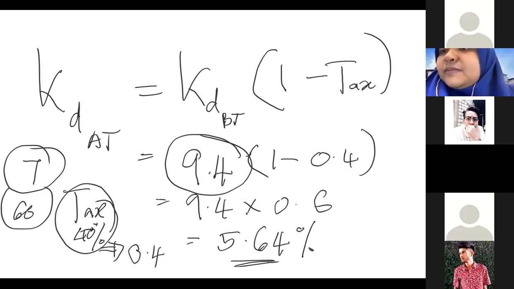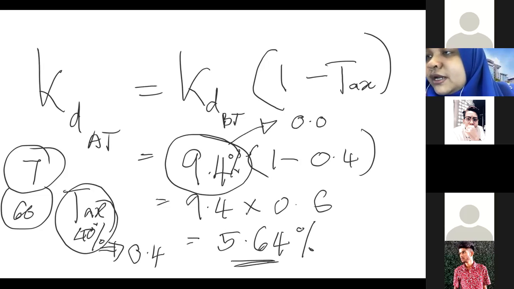Tapi kalau you letak percentage dekat dalam calculator macam ni, calculator akan faham dia sebagai 0.094. So jangan letak percentage, tapi dekat dalam kertas jawapan you letaklah percentage ni. Tapi dekat dalam calculator jangan letak percentage. Just letak 9.4 without the percentage. Just put 9.4 times 0.6, then you will get the answer of 5.64.